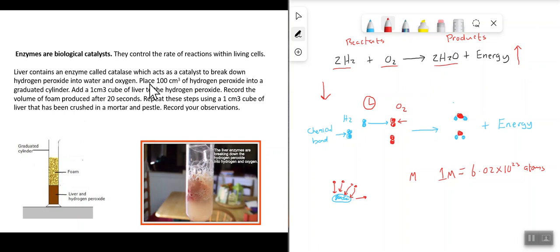Basically, how this works is you place 100 mils of hydrogen peroxide into a graduated cylinder, you add 1 cubic centimeter of liver to the hydrogen peroxide, and then you record the volume of foam that's produced after 20 seconds. You repeat these steps until 1 cube of liver has been crushed in a mortar and pestle, and then you can record your results. So you can look at how a biological catalyst impacts the rate of a reaction.